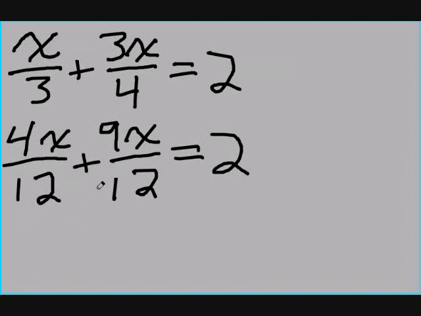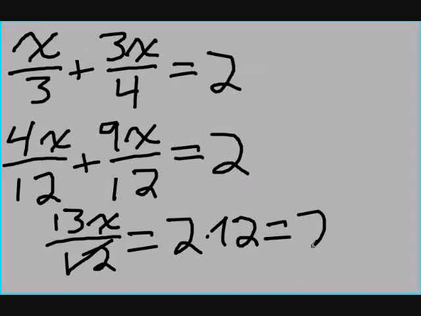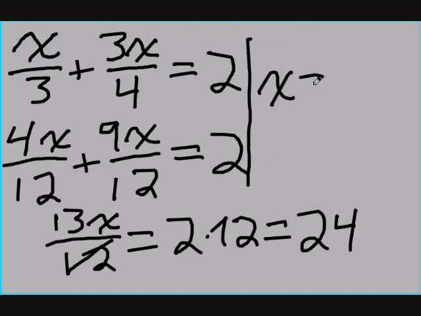So now we want to combine these. So we have 4x over 12 plus 9x over 12. You add fractions. 4x plus 9x is 13x over 12 equals 2. Now we want to solve for x. What do we do? We multiply both sides by 12. Multiplying the left hand side by 12 gets rid of it. 2 times 12 is 24. So 13x equals 24. If 13x equals 24, then you divide both sides by 13, you get x equals 24 over 13.